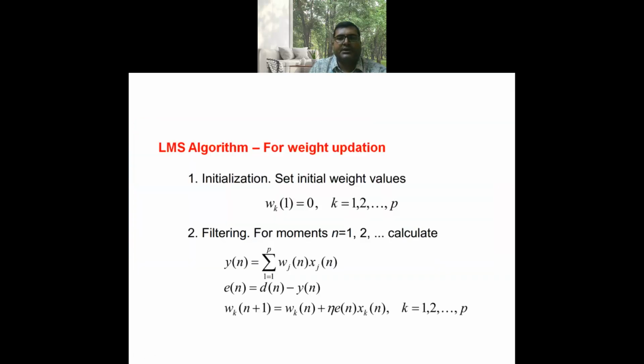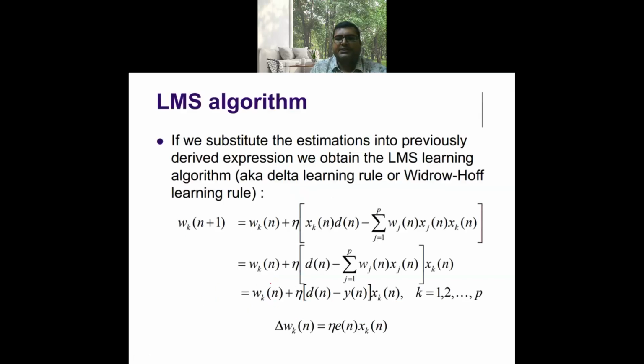LMS algorithm. Initially, the artificial neural network assigns some initial weights and then the output will be calculated. Based on the desired signal and predicted output, the error will be back propagated and the weights will be updated accordingly. Once again, this is the weight updation process in the LMS algorithm. Here I expanded the equation.